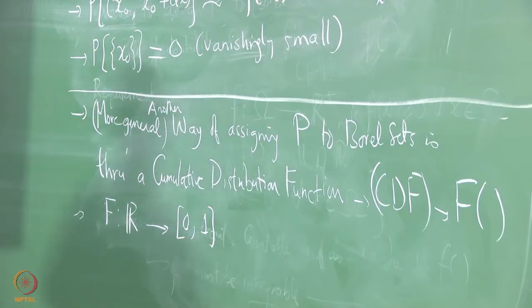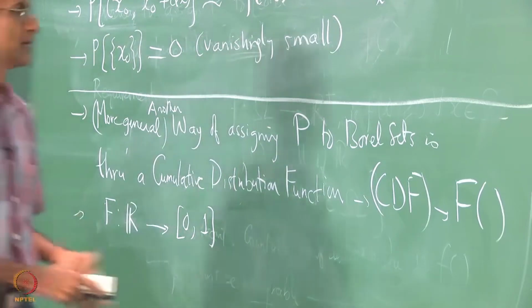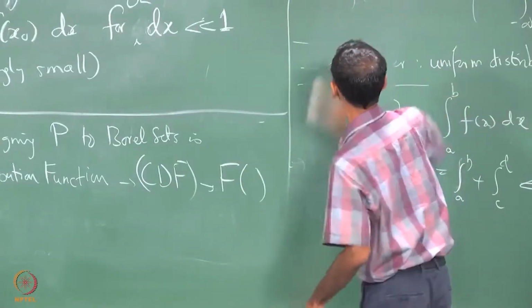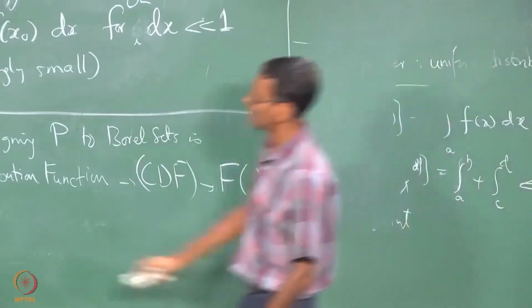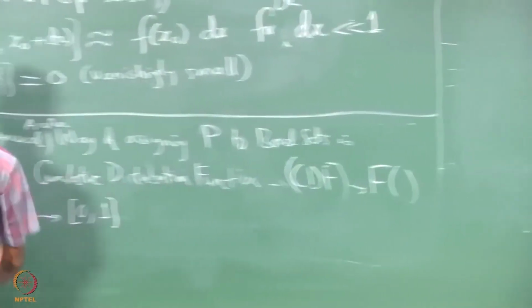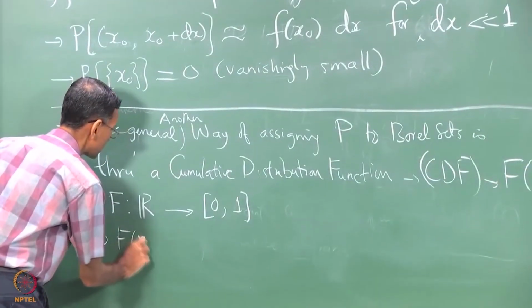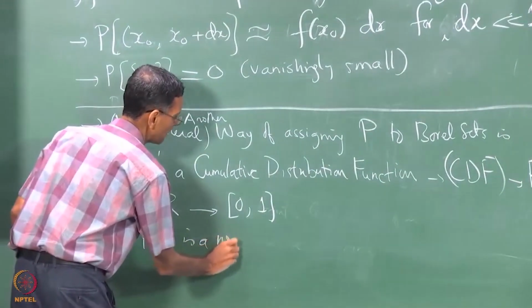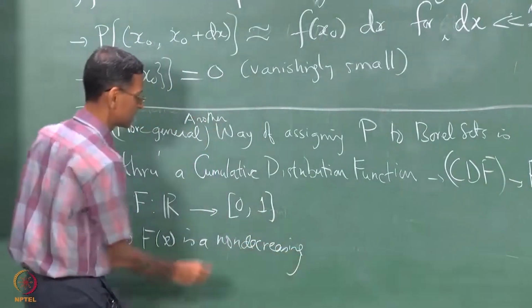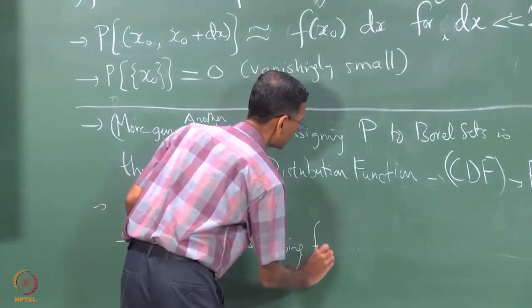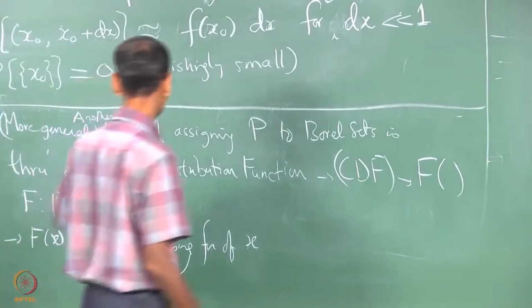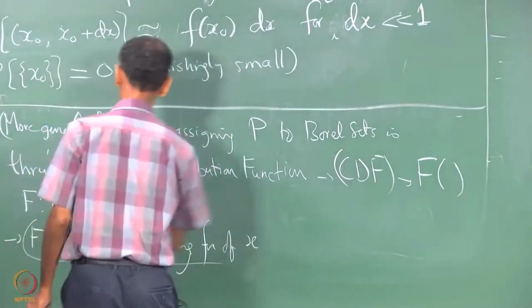And what are the properties of this F? It is going to be a probability, and its domain is the entire real line. Basically we want it to be a non-decreasing function of x. F of x is a non-decreasing function. As x increases, this should not decrease. That is a very, very important constraint.